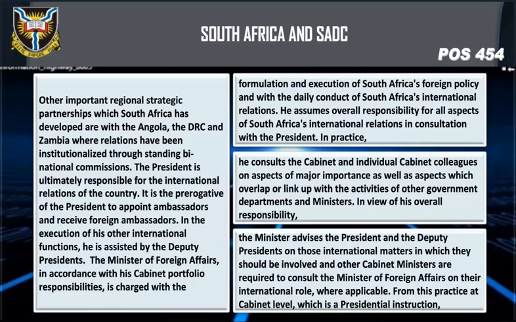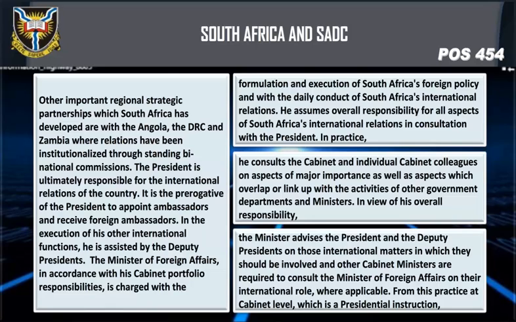Other important regional strategic partnerships which South Africa has developed are with Angola, the DRC, and Zambia, where relations have been institutionalized through standing bi-national commissions. The president is ultimately responsible for the international relations of the country. It is a prerogative of the president to appoint ambassadors and receive foreign ambassadors.